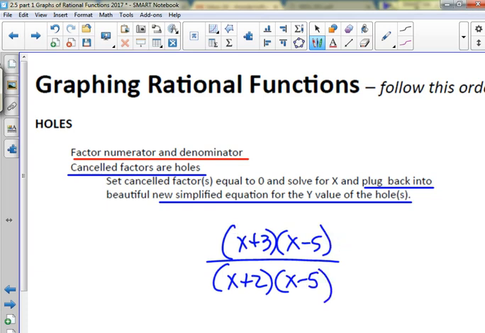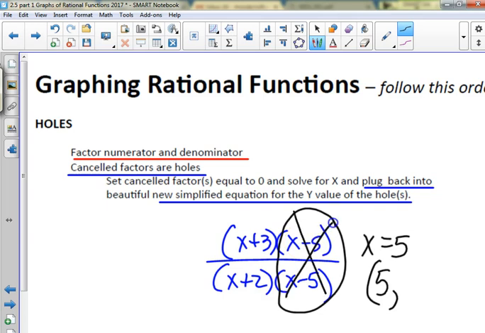After we factor, this would mean there's a hole at x equals 5. Everybody okay? And then what you're going to have to do is cancel that off and find the y value at the hole by plugging 5 in here, which would give me what? 8 over 7? So that would be the hole.